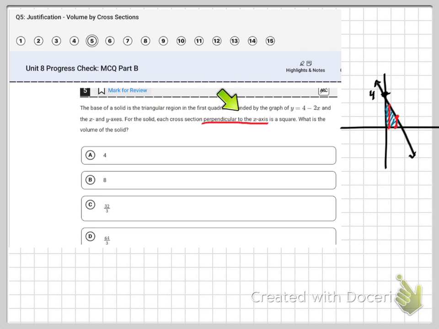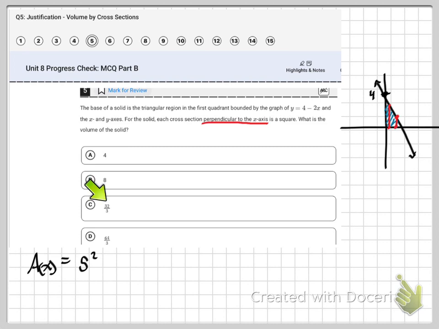The cross sections in this one are perpendicular to the x-axis, which we all know and love because we'd rather integrate with respect to x. Anyways, so here we go. Let's find our area function. We know that our cross sections are squares, right?